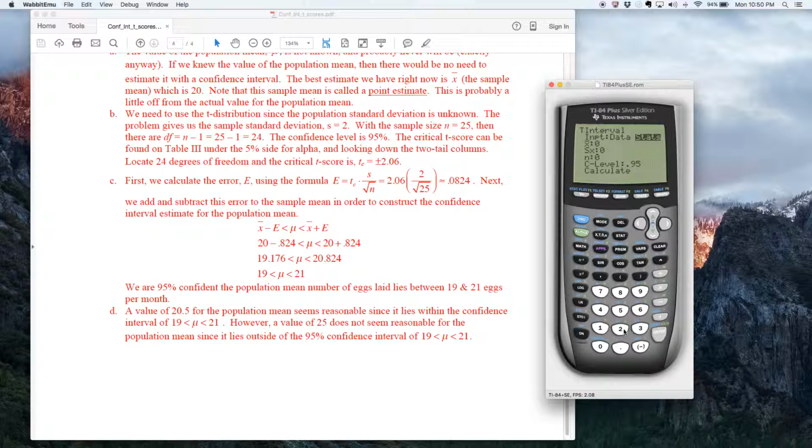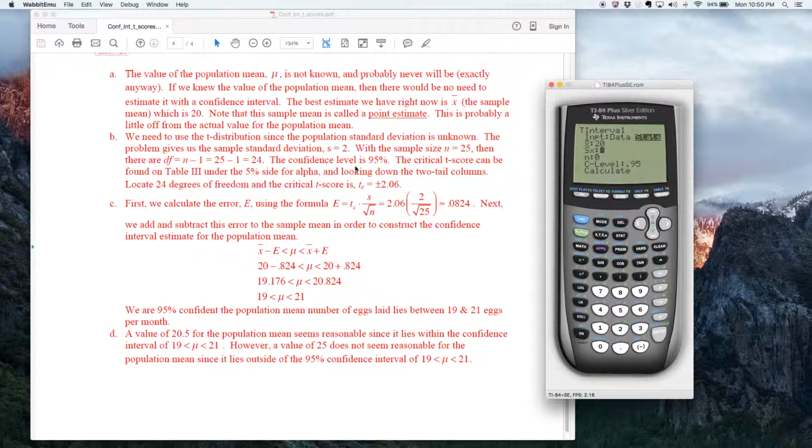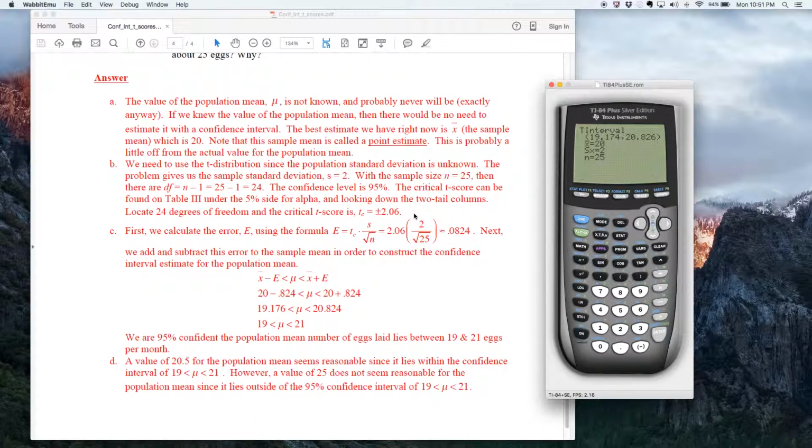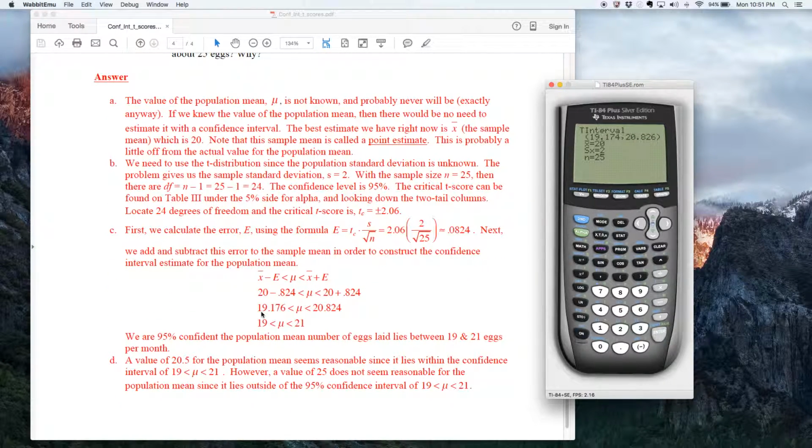All right, so x bar is 20. The sample standard deviation was, I believe, 2. Yep, 2. The number of chickens was 25. The confidence level is 95%. Okay, calculate. Notice how it takes a little bit more time to crunch it. All right, so here it is: 19.174, 20.826. Now, if you look at how I did it by hand: 19.176, 20.824.